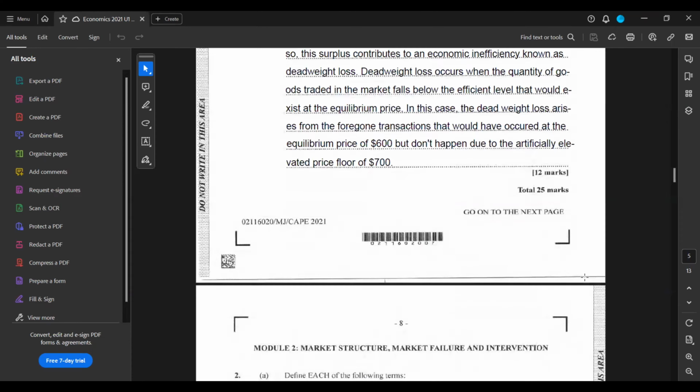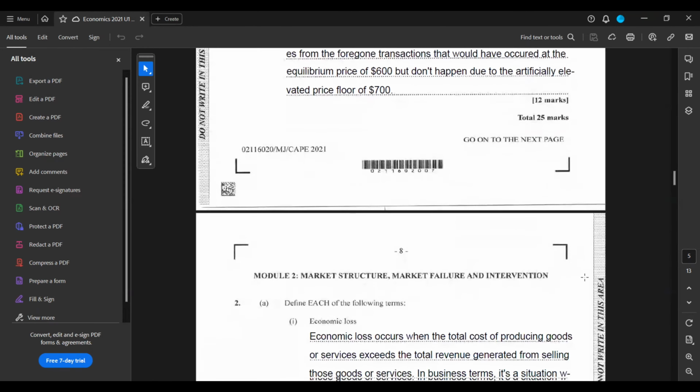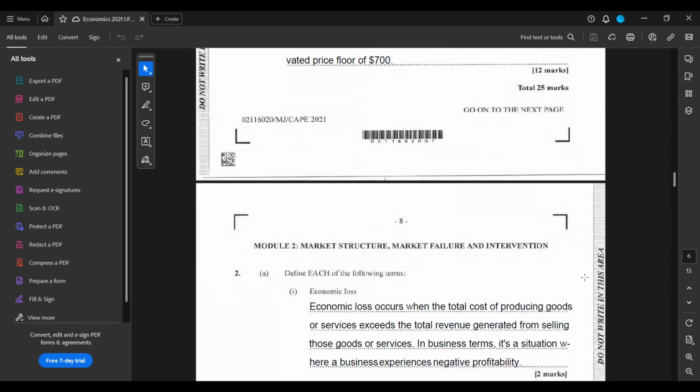Module 2: define the following terms. Economic loss. Economic loss occurs when the total cost of producing goods or services exceeds the total revenue generated from selling those goods or services. In business terms, it's a situation where a business experiences negative profitability.